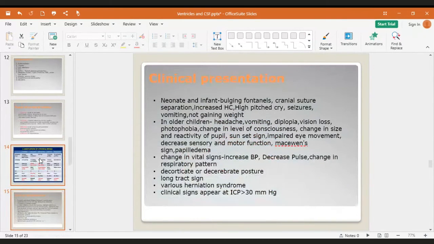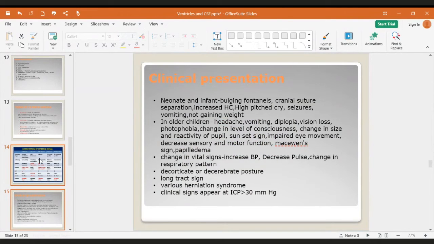The clinical presentation of increased intracranial pressure in neonates and infants includes a bulging fontanelle, widened and separated cranial sutures, and increased head circumference. The baby may have a high-pitched cry, seizure, vomiting, and not gaining weight. In older children, there is headache, vomiting, diplopia, vision loss, photophobia, change in level of consciousness, and change in size and reactivity of the pupil. There may be sunset sign, impaired eye movement, decreased sensory and motor function, Macewen sign, and papilledema.